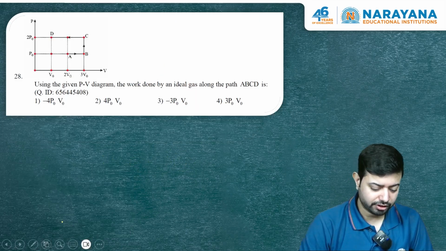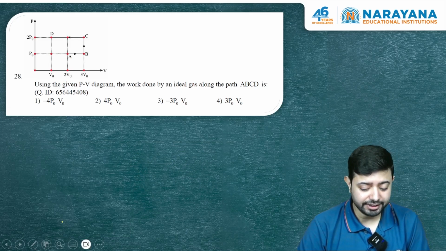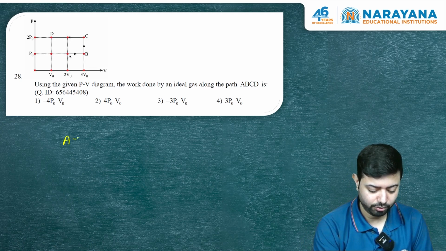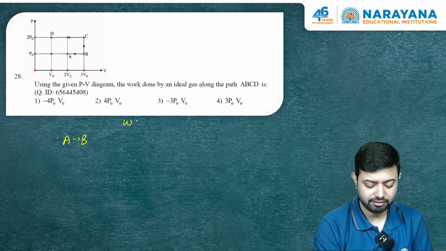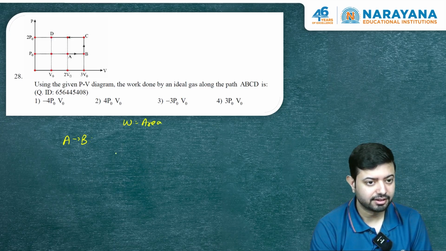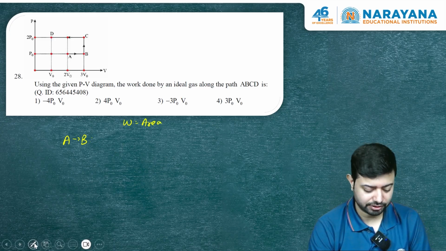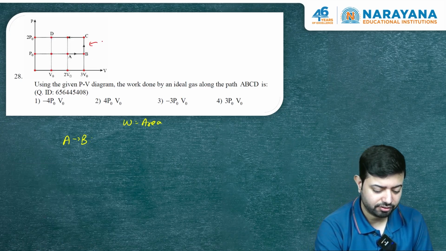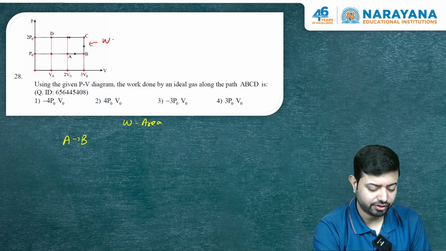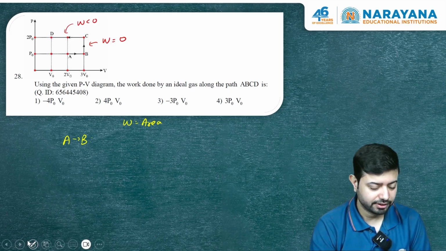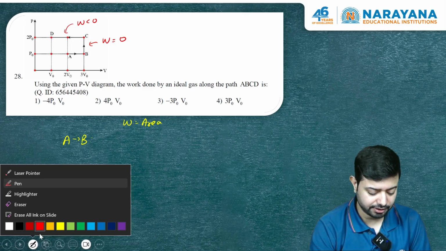In the next question, they are talking about using the PV diagram, the work done by an ideal gas along the path ABCD. Let us do it first along AB, A to B. How to find work? Work is nothing but area. From A to B, is the volume increasing? Yes, I can see it there. So, work will be positive. Then B to C, is the volume changing? No. So, in this process work done will be 0. And what about C to D? Work done will be negative. Let us find it out one by one, but remember the magnitude will be given by the area under the curve.